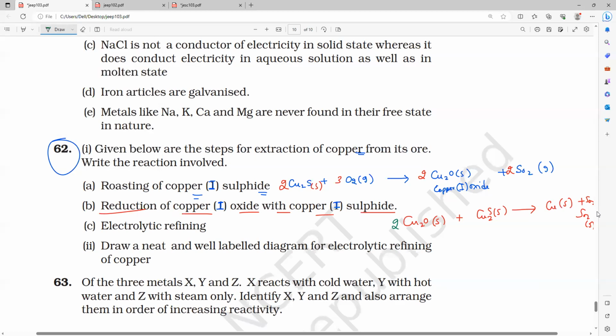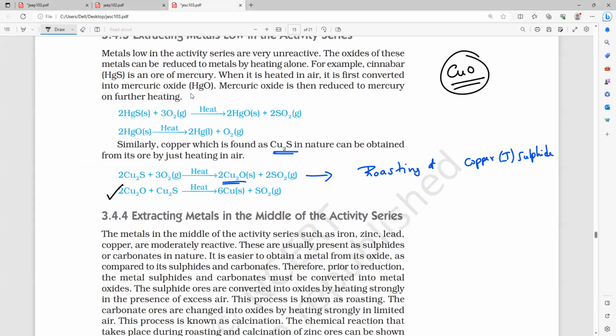So 2Cu2O will react with Cu2S and give you 6Cu plus SO2. So here I am writing it. This is the gas and this is the solid. So this is the reduction of copper 1 oxide with copper 1 sulfide. You have to be very, very careful with this. So this is the second equation: 2Cu2O in solid state, reacting with Cu2S, again solid state, gives us copper plus SO2 gas. Sulfur dioxide gas.